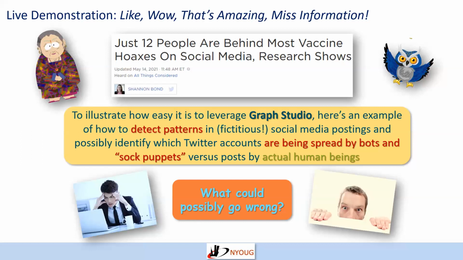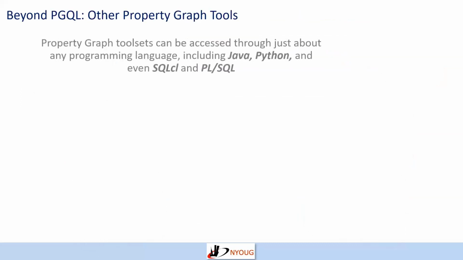What if I was looking for not whether the information's true or not, but just who's spreading it? That's what they actually did, by the way, with Facebook. And it was quite interesting. And yeah, they narrowed it down to just 12 key accounts on Facebook. Now, again, I'm just saying that's the research they did. Could I do that with Graph Studio?